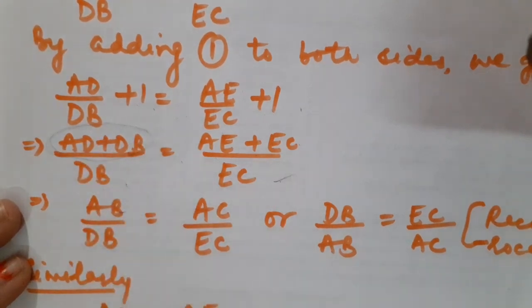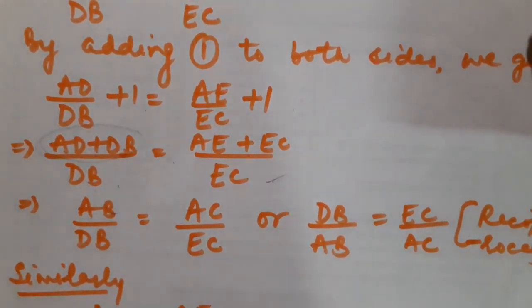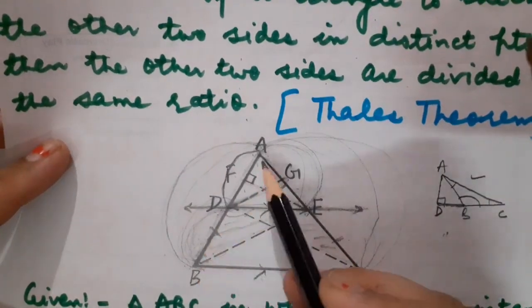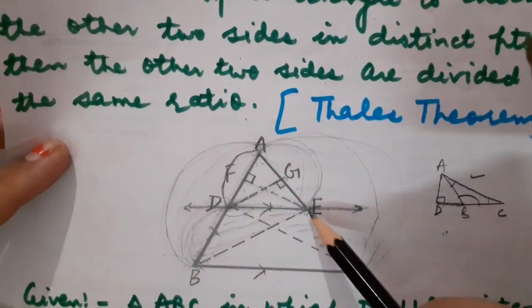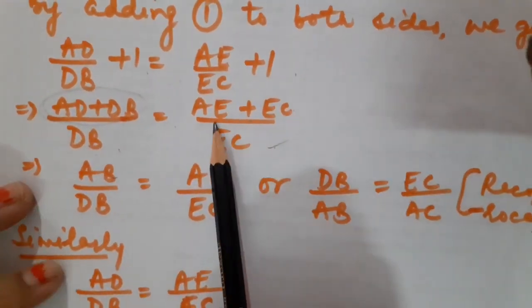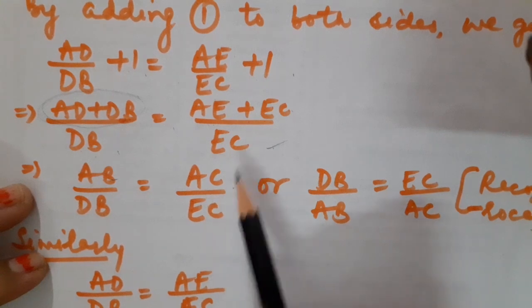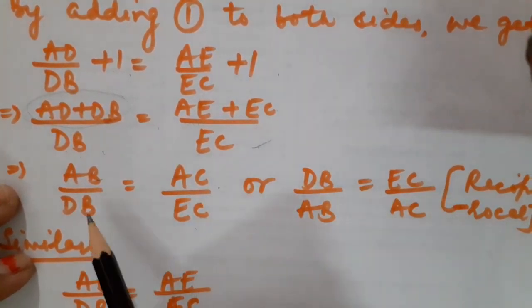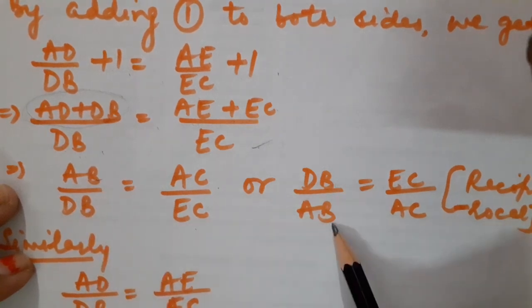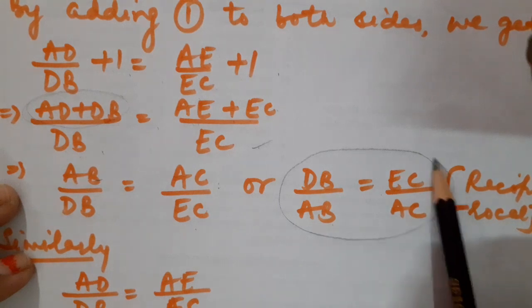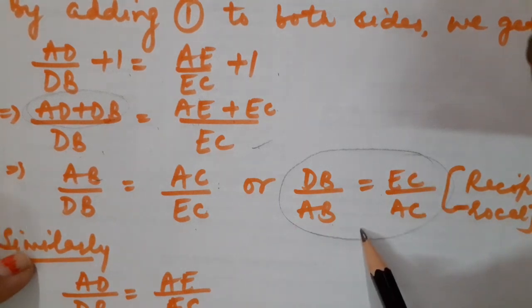Now, this complete AD plus DB is what? This is complete AB. Have a look once. AD plus DB is complete AB, and AE plus EC is complete AC. Have a look, AE plus EC is AC upon EC. Fine. Now children, I can take its reciprocal also. It would become DB upon AB is equal to EC upon AC. So this is one corollary which I have proved.